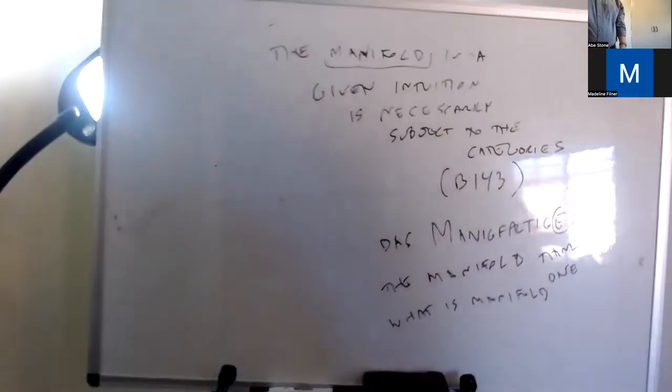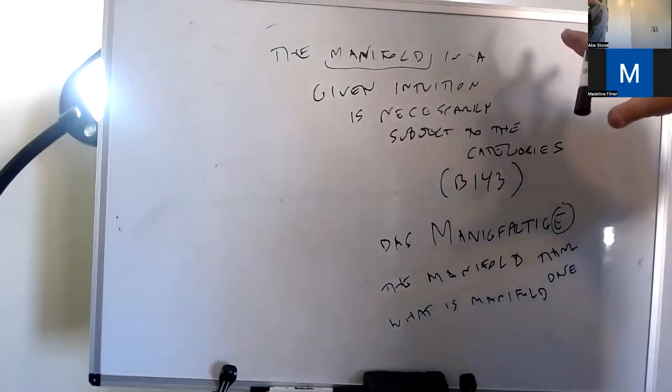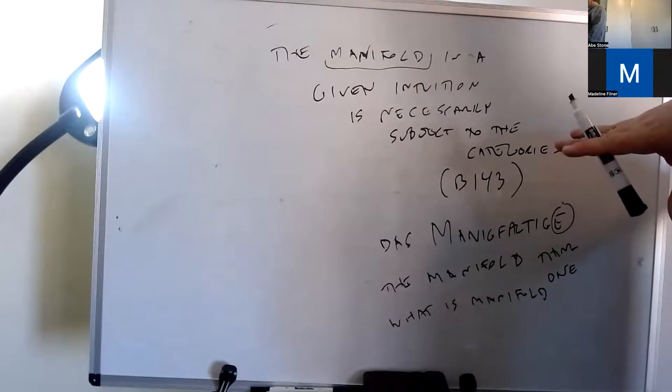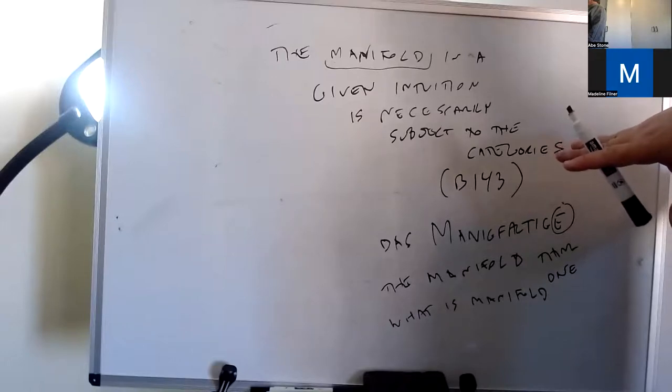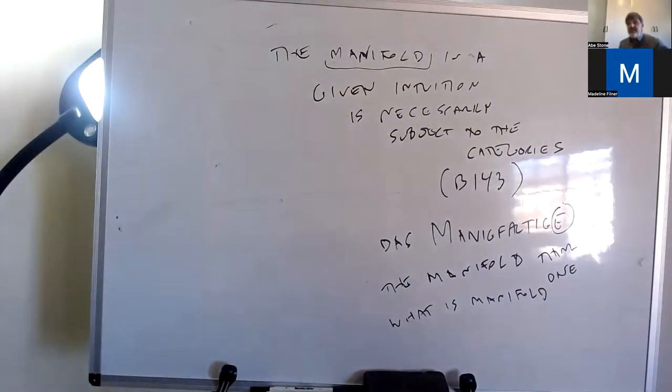I mean, in a context like this, you can almost get away with doing that in English, although it sounds weird. You can say something like "the red in a given intuition," which would mean whatever is red in a given intuition. You have to read the manifold in a given intuition as if it was like that.